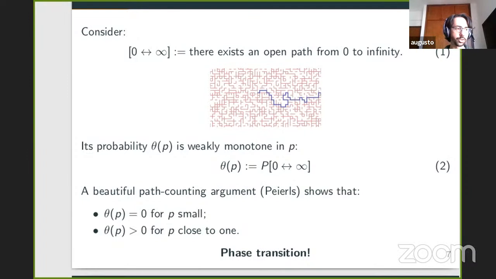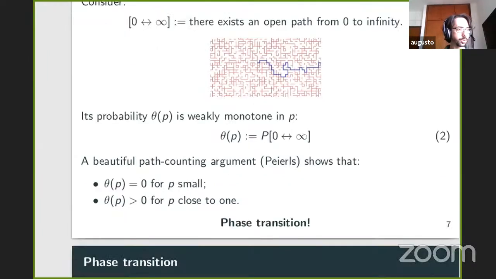And you can see that the function theta of p cannot be analytic because it's zero in an interval from zero to some positive p. So it has a plateau and then it's positive. It's not analytic. And this is what physicists call a phase transition. You have a function that's very natural from a model that doesn't seem to break analyticity, you know, from the definition at least, but all of a sudden this discontinuity of some derivative happens.